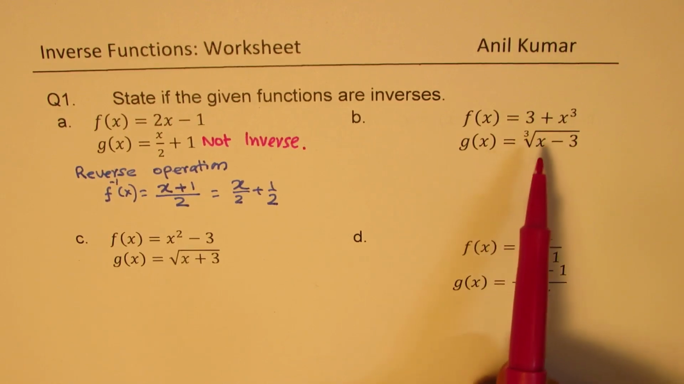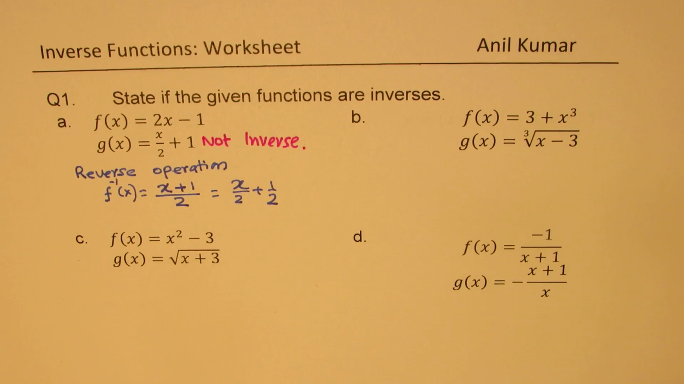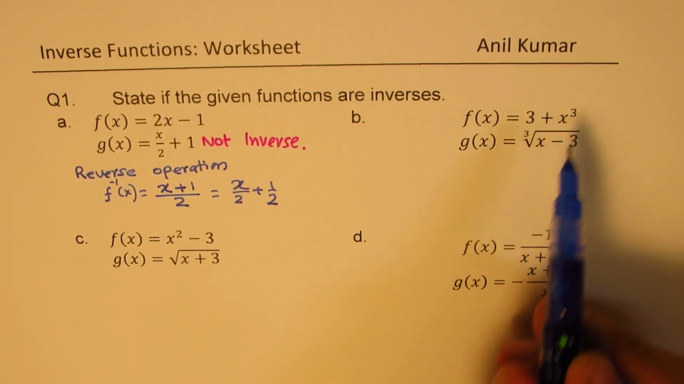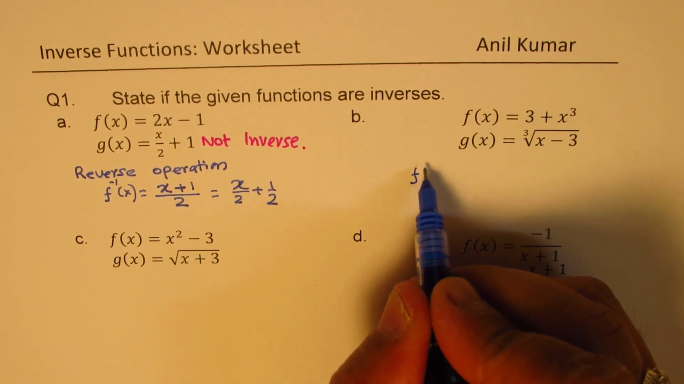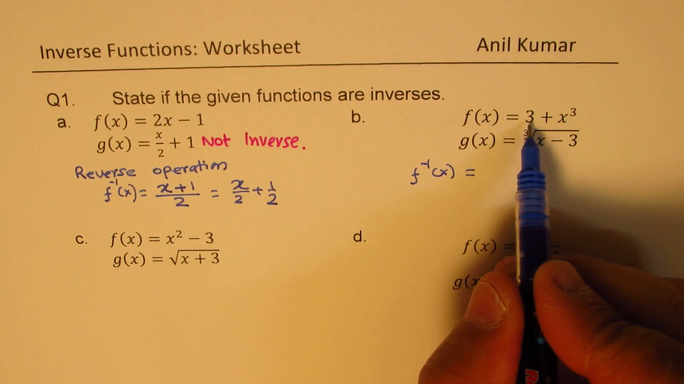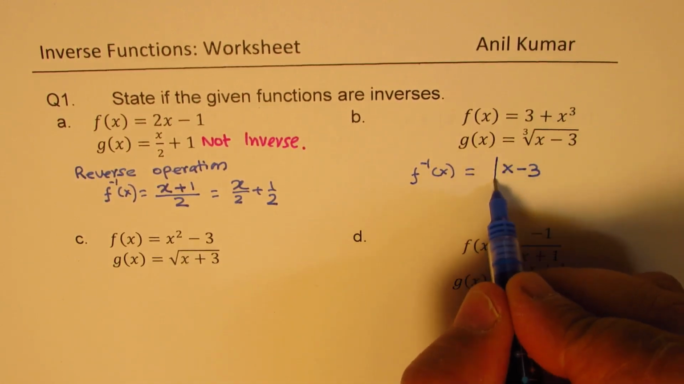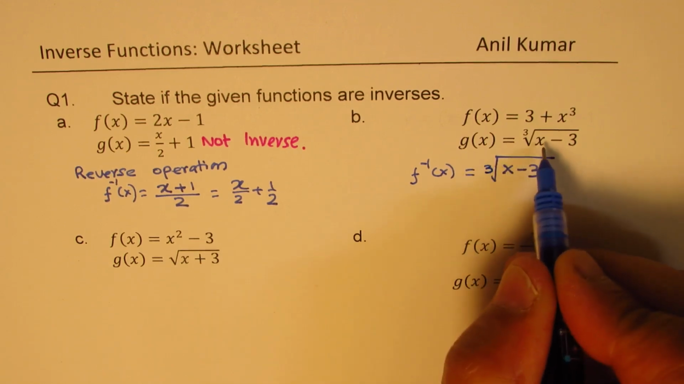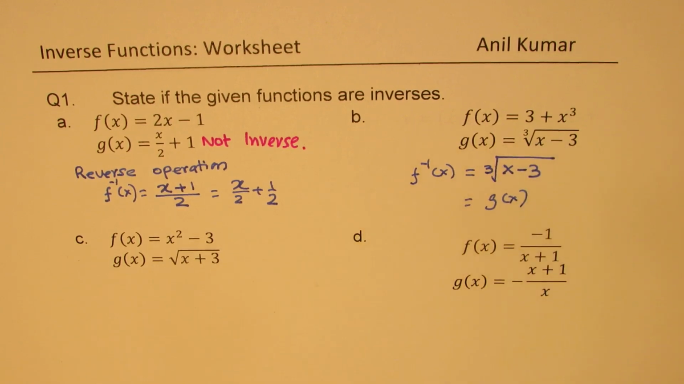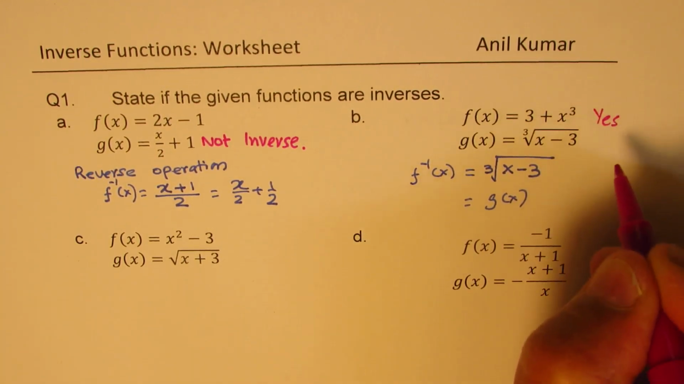The second example we'll again do with reverse operation. F of x is 3 plus x cubed. That means you're adding 3 to cube. So the inverse will be the reverse operation, which is you subtract 3, right? So x minus 3, and then you do cube root, correct? Which is what this is, which is g of x. So this one is yes, it is. So this is yes, right?